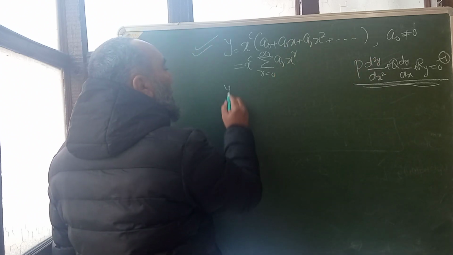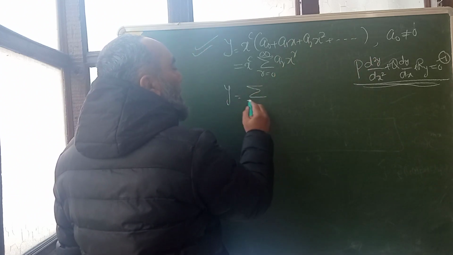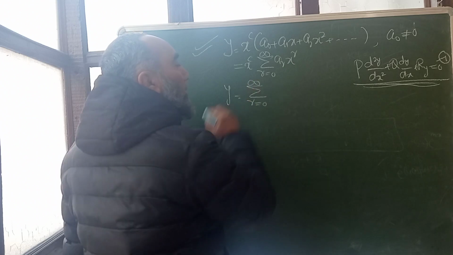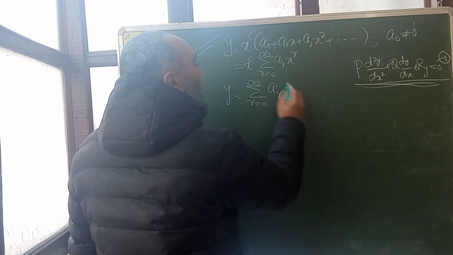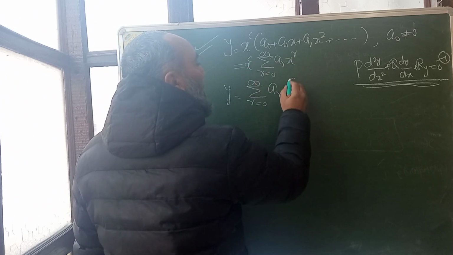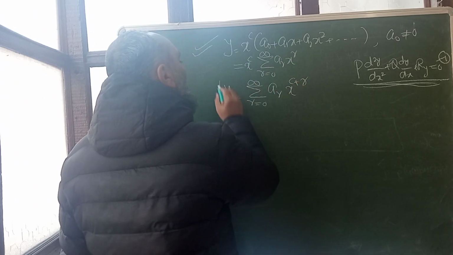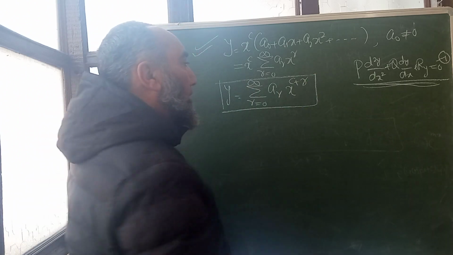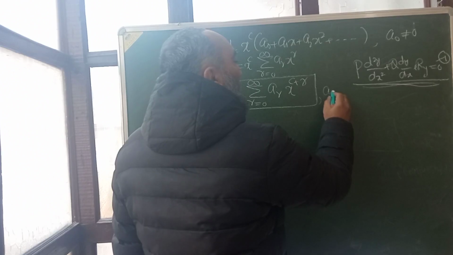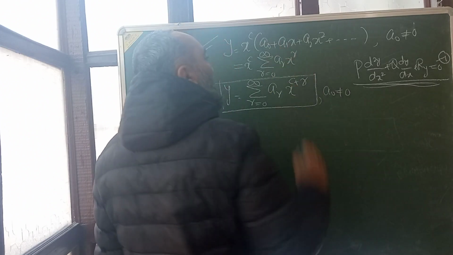Or finally, you can write it in this form, because I will be writing throughout this form: a_r x raised to the power c plus r. This is a solution. We suppose that y equal to summation a_r x raised to the power c plus r is a solution, with a0 not equal to 0.